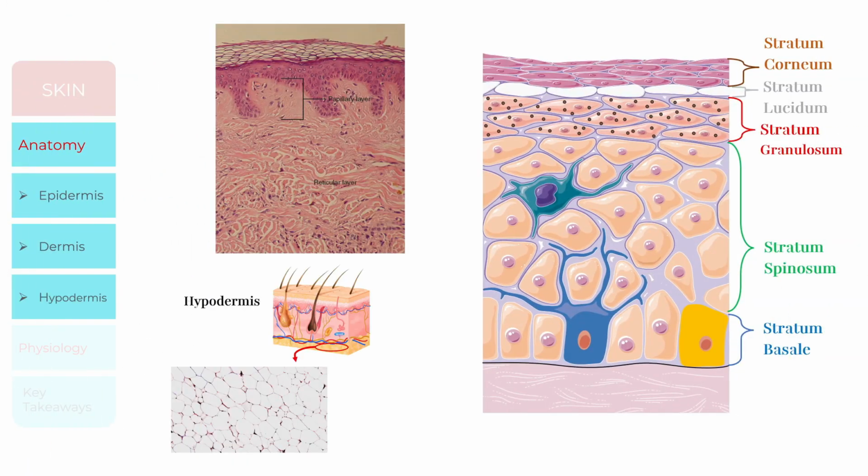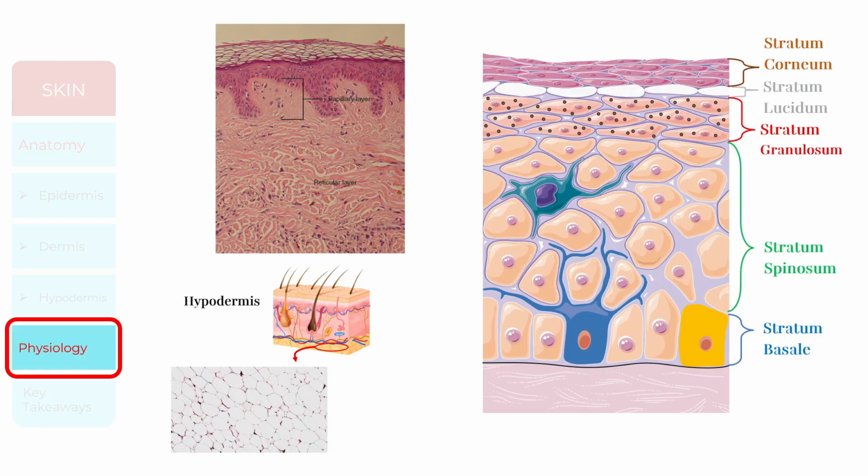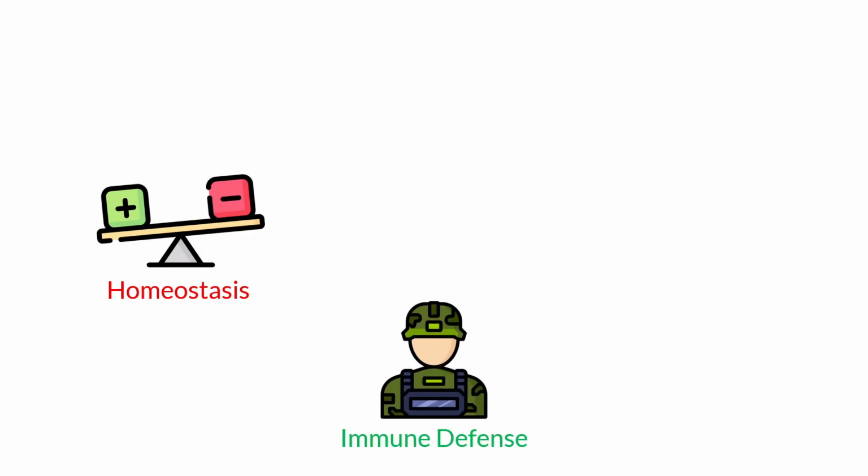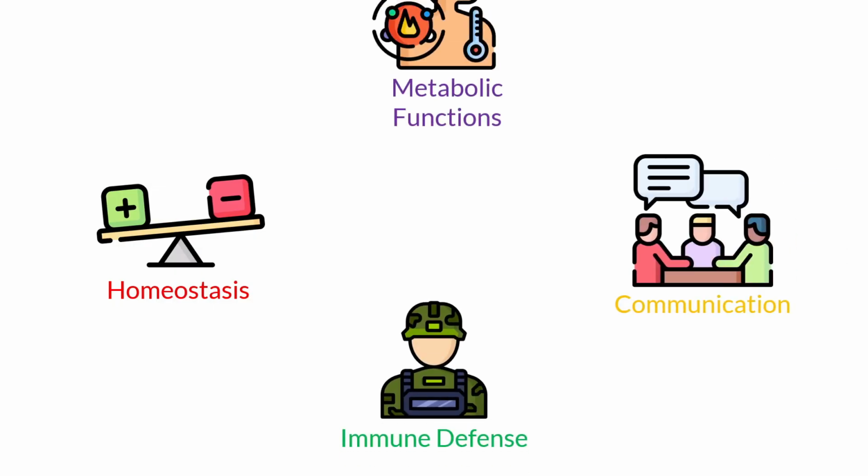In the previous video, we explored the structure of the skin. Now we continue right where we left off, shifting our focus from structure and anatomy to function and physiology. The skin serves a wide array of critical functions that support homeostasis, defense, communication, and metabolism.